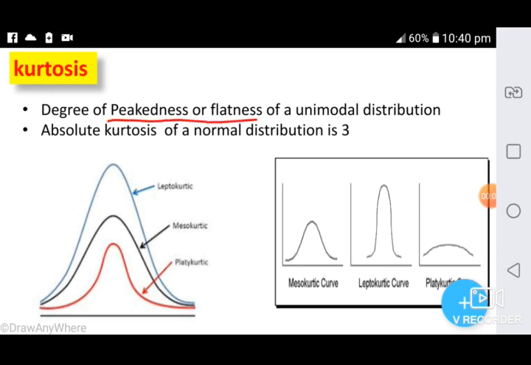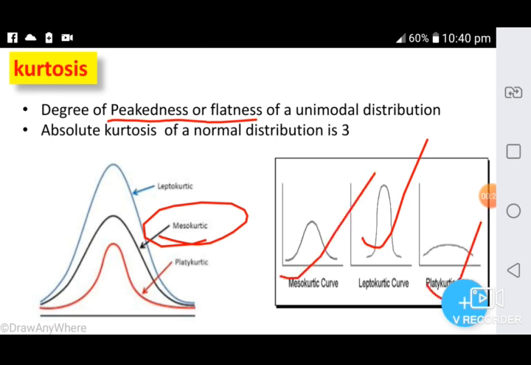Here mesokurtic is just like a normal curve. Then if greater than mesokurtic, it's called leptokurtic. Then if less than mesokurtic, it is called platykurtic. These are the 3 categories of kurtosis.